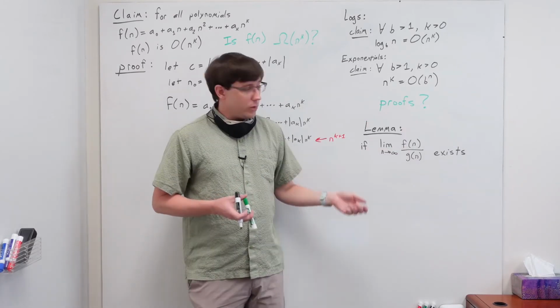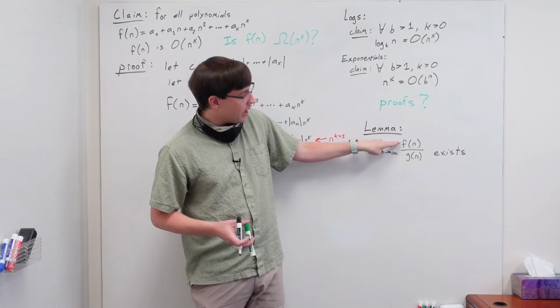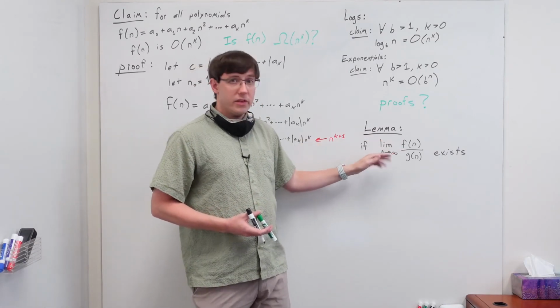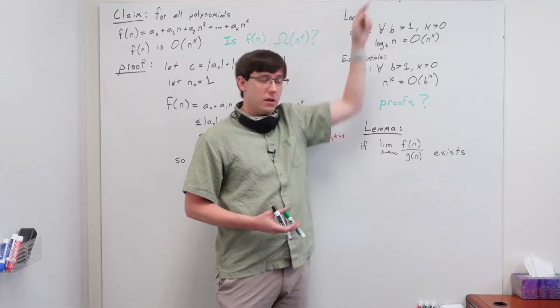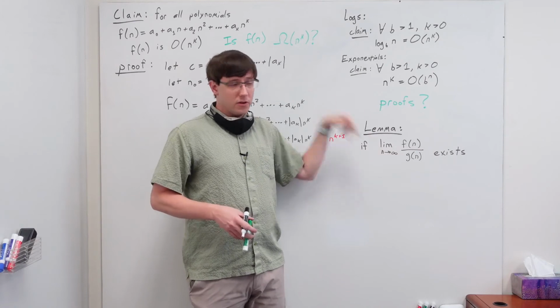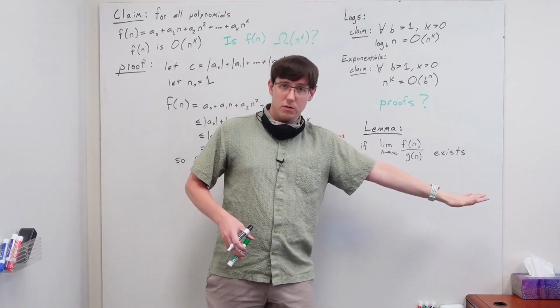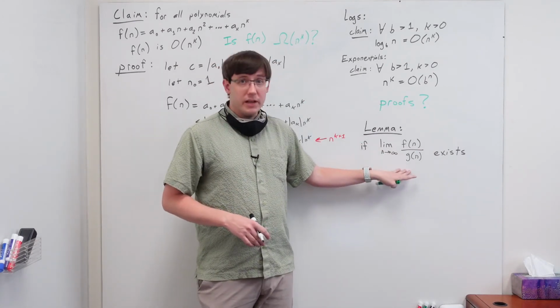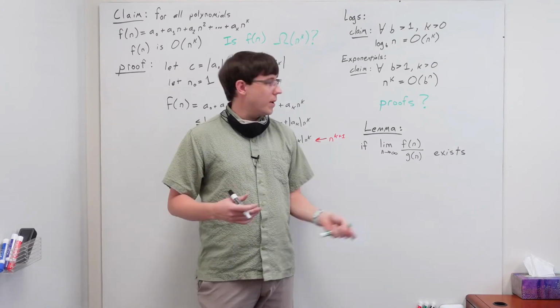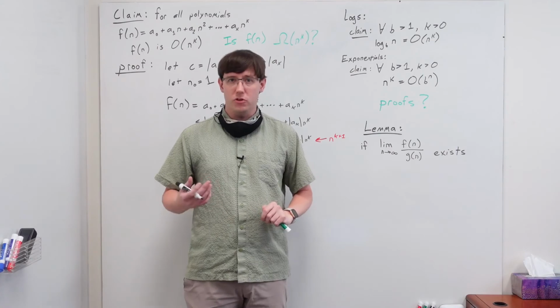So intuitively, we would expect that if f, the function on the top of the fraction, is growing faster, then this limit would go off to infinity. Or if g, the function on the bottom, is growing faster, then this limit would go to zero. And in fact, if this limit exists, then it is possible to prove that the limit tells us about the big O relationship between f and g.